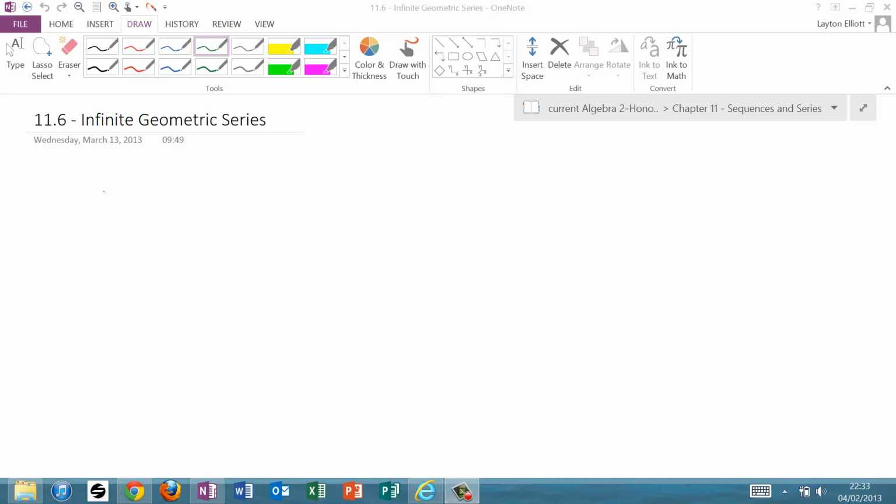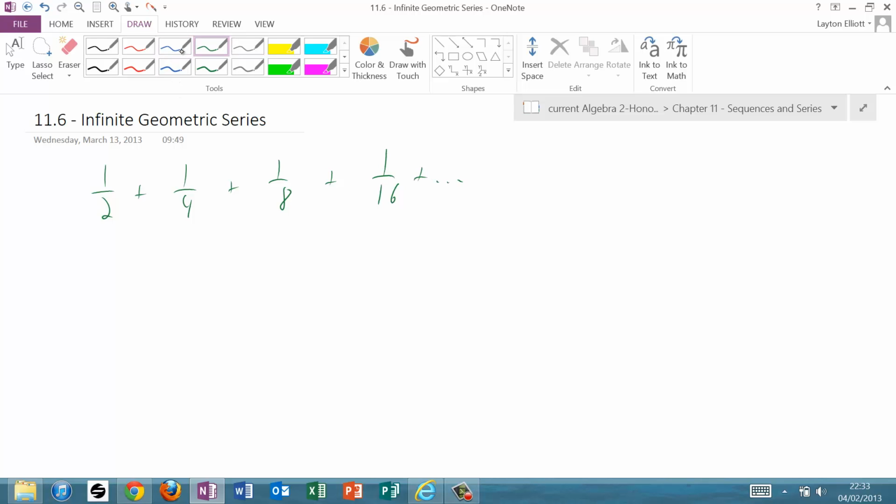For the last lesson of the chapter, we're going to talk about infinite geometric series, like the following one. A very simple one that we've talked about a few times in class already: 1/2 plus 1/4 plus 1/8 plus 1/16. Powers of 2 in the denominator, and it's going to continue forever.